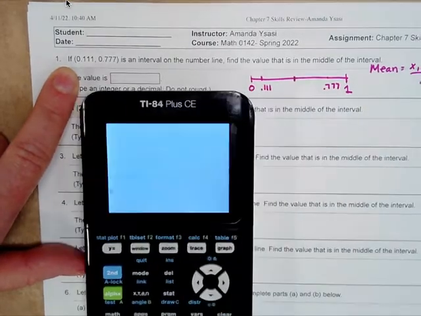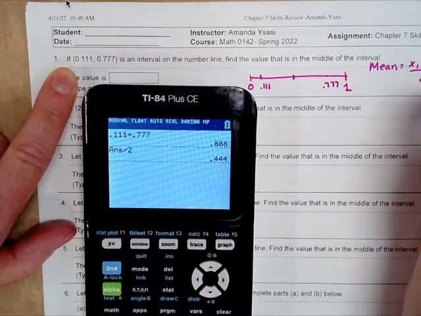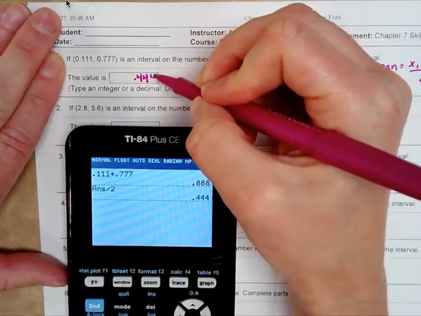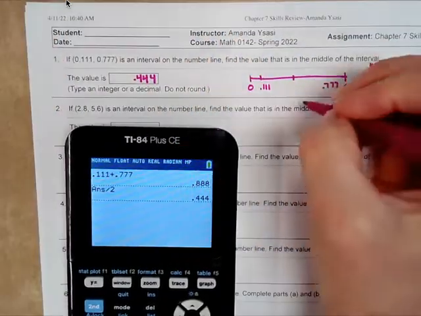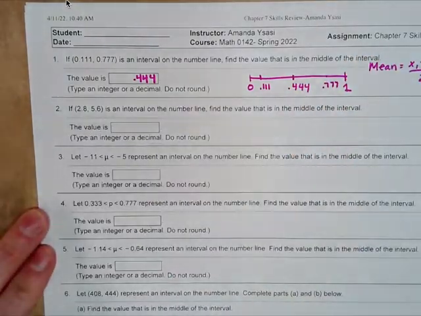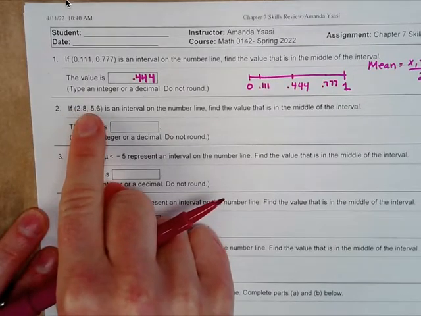So in my calculator, 0.111 plus 0.777, then divide that by 2. So this comes out to be 0.444. That is your mean. That is in the middle of the data. Okay, so you'll do the same thing on number 2. It's just saying in between those two.